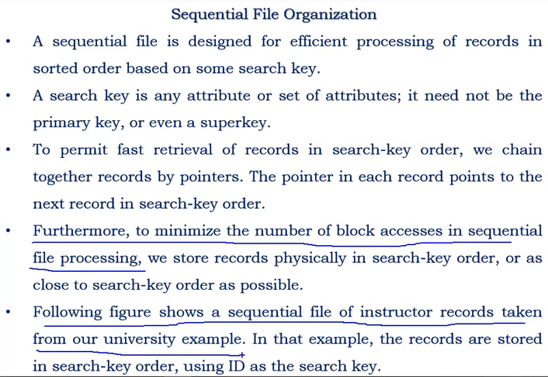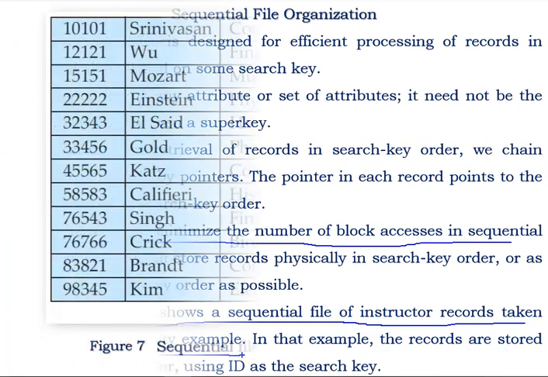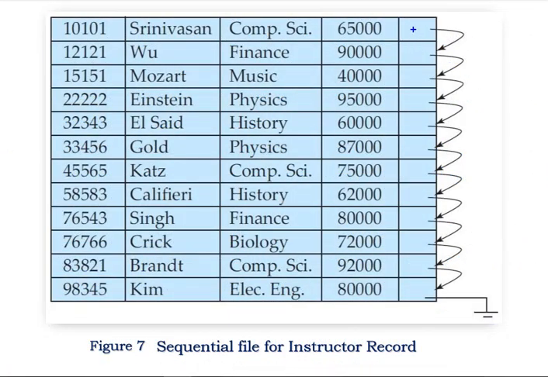In the next diagram, we'll see how instructor records are stored using a linked list structure and how records point to the next record, how pointers are effectively used to store all these records in a linked list manner. From this figure we can see that the first record is pointing to the second, the second to the third, the third to the fourth, the fourth to the fifth, and so on. The last record is pointing to null, which means it doesn't have any further records.